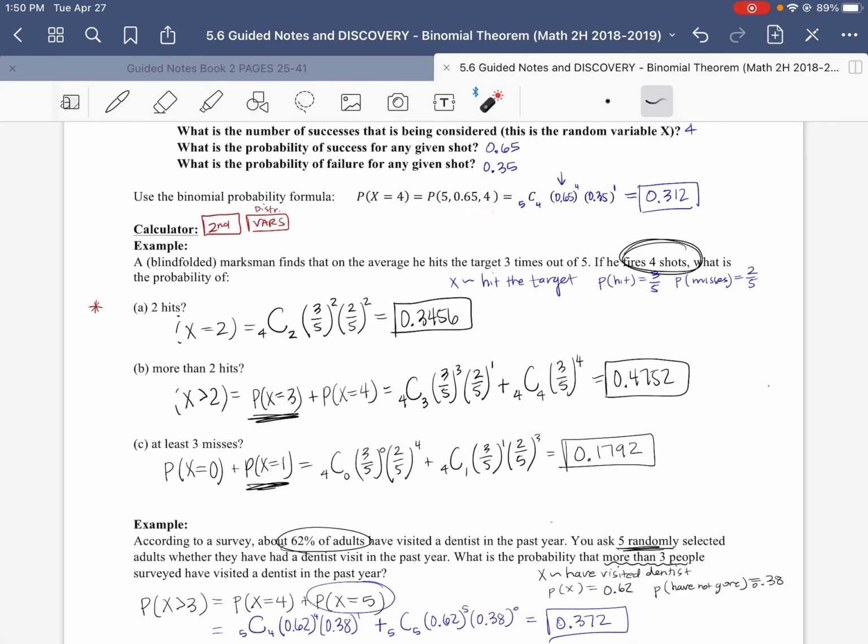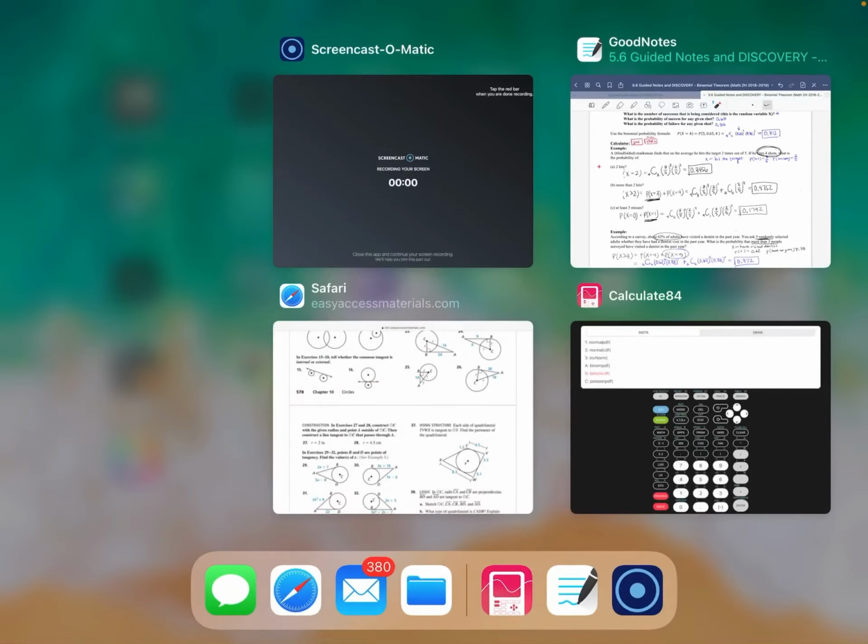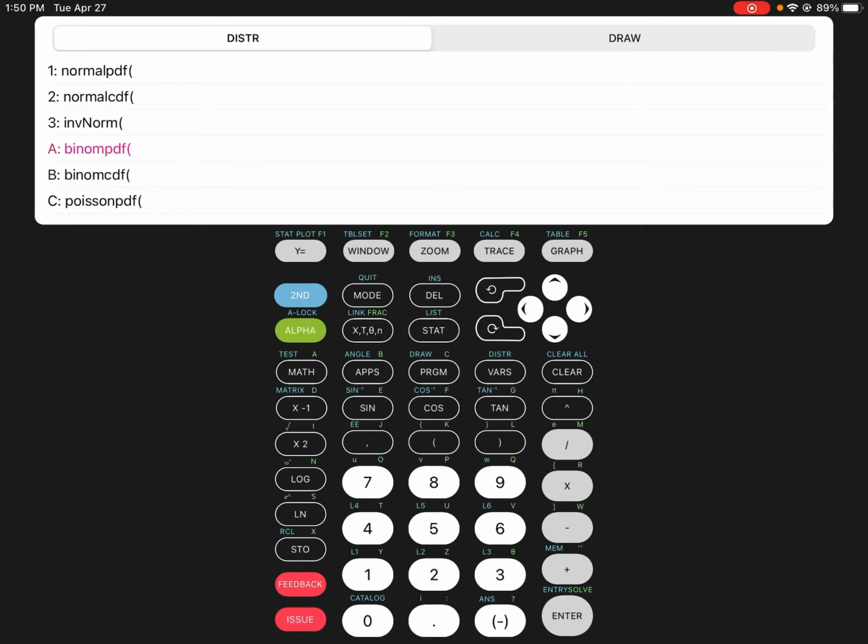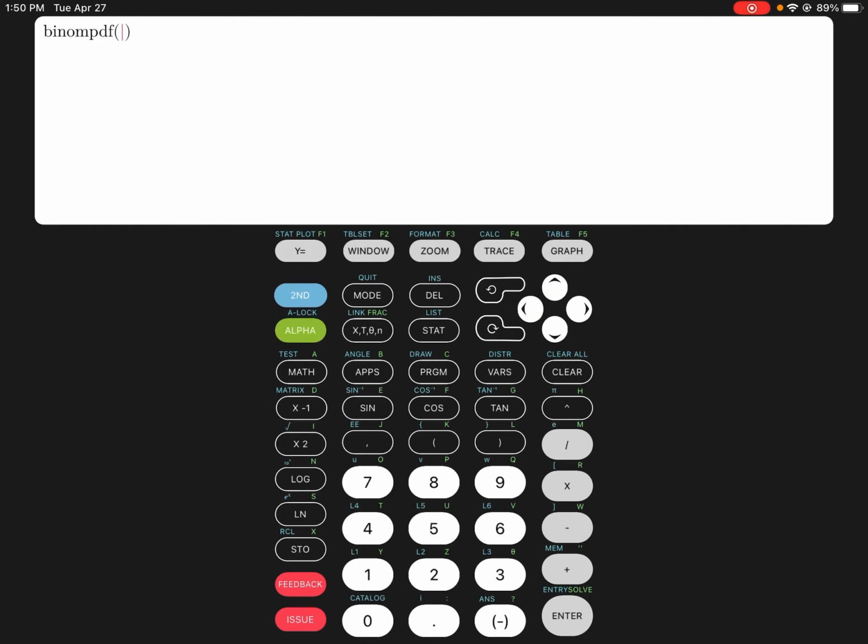successes you're looking for. So I'm going to jump down here and do this one. If I'm looking for 2 successes and there were 4 total trials, then I'm going to go to my calculator and I'm going to choose binomial PDF because it's an exact value that I want to find, not a cumulative sum. So I go to PDF.